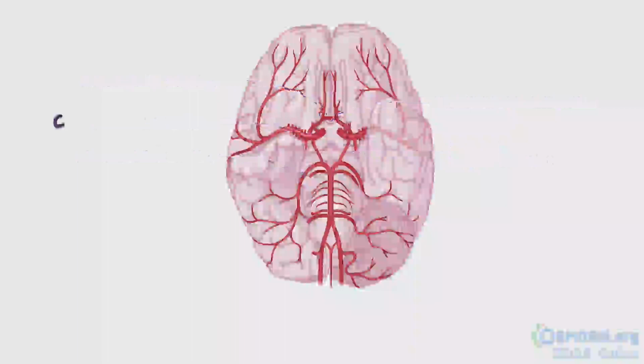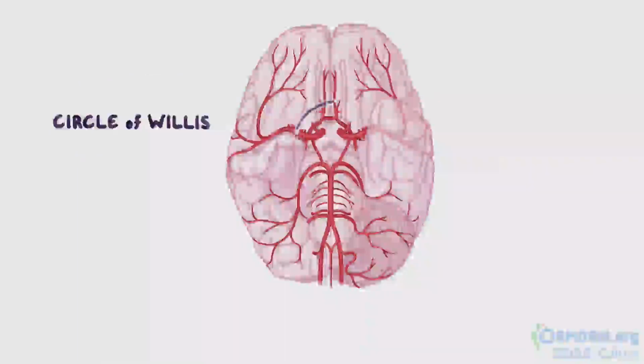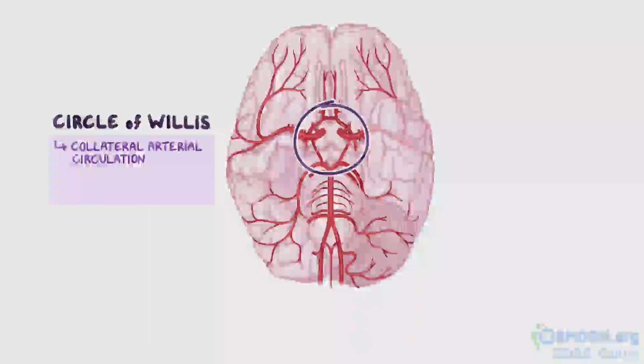This forms the circle of Willis in the subarachnoid space at the base of the brain, right in front of the midbrain. This circle helps create a collateral arterial circulation, so complete or partial blockage of any one of the cerebral arteries can be compensated by other arteries. In this way, cerebral perfusion is more likely to be maintained, which helps to prevent ischemic and hypoxic brain injury from occurring.